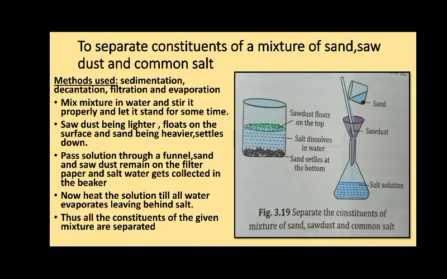First is to separate constituents of a mixture of sand, sawdust and common salt. So we get a mixture with these three components and we have to separate all three. The methods that we are going to use are sedimentation, decantation, filtration and evaporation. So first of all, what will we do?